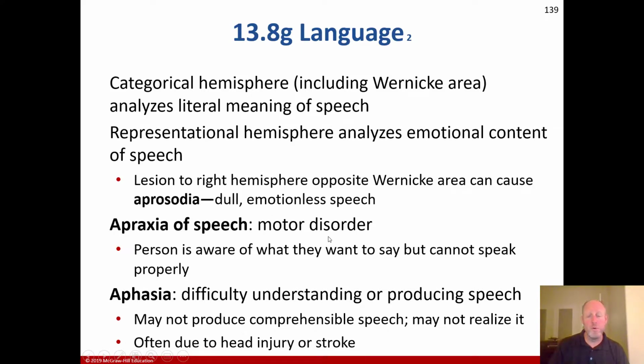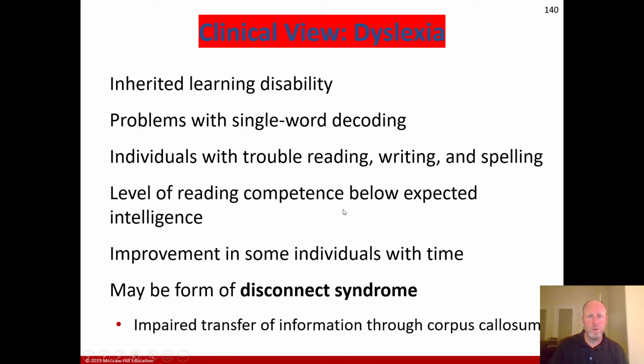Apraxia of speech is a motor disorder. The person is aware of what they want to say but cannot speak properly. Aphasia is difficulty understanding or producing speech. They may not produce comprehensible speech, may not realize it, and it's often due to head injury or stroke.